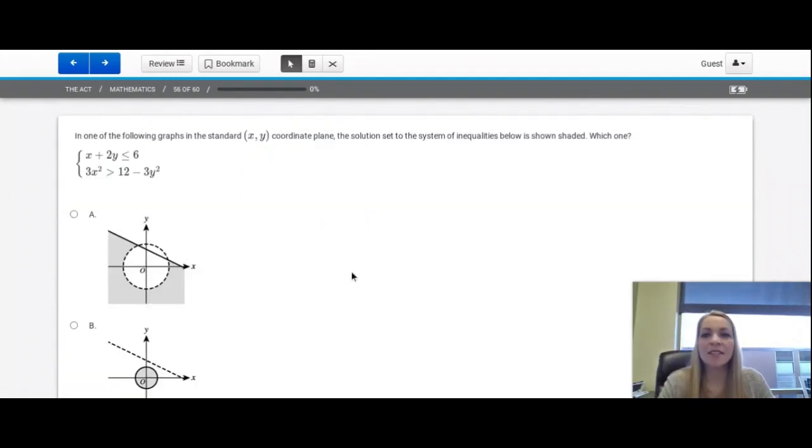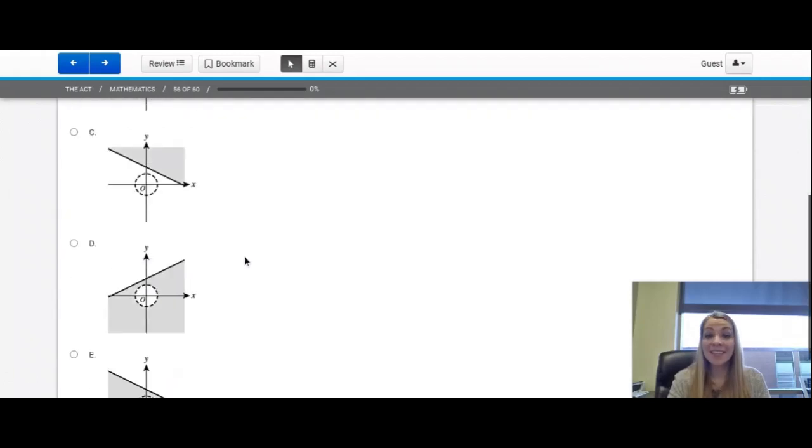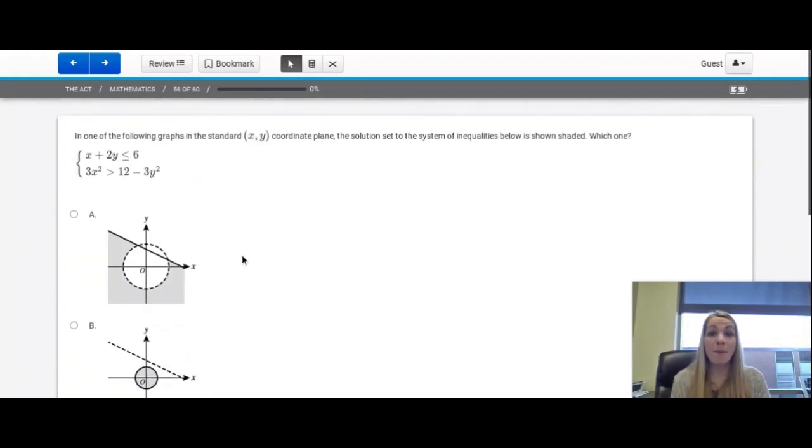Question number 56. In one of the following graphs in the standard xy coordinate plane, the solution set to the system of inequalities below is shown shaded. Which one? So I have this, and what I'm going to do here is, again, go to the Desmos graphing calculator, type in these 2 inequalities, and see which one of these 5 match.